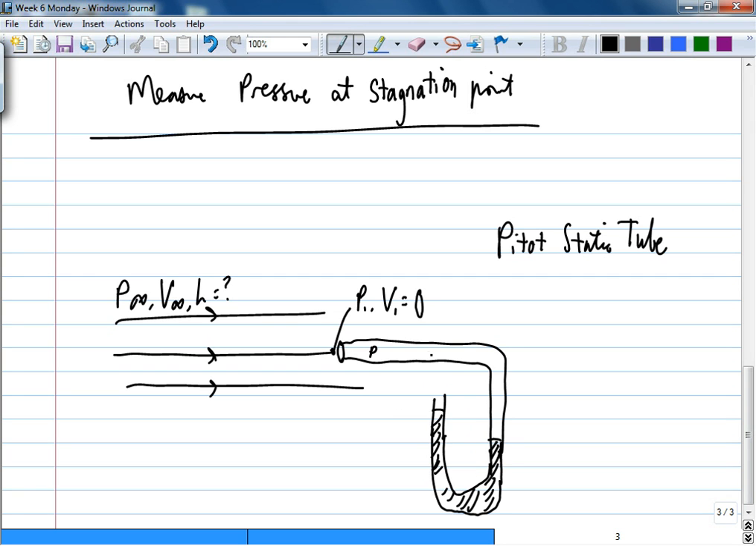So here the high pressure, you see that's why the fluid goes down, to push the fluid down. So here the pressure is higher, and the velocity is 0. That's like an artificial stagnation point created by that tube. Normally this tube has two sides.